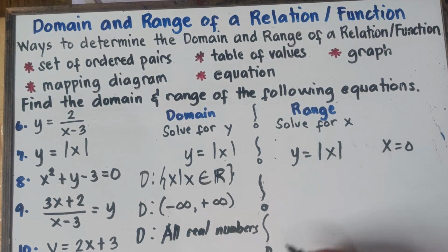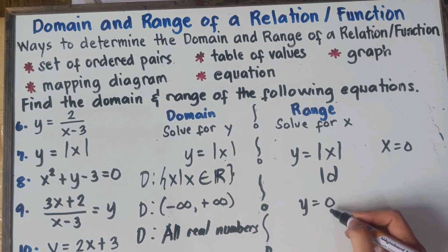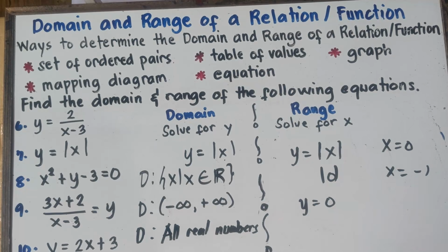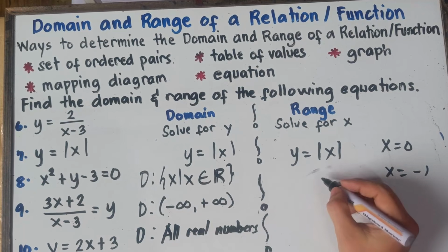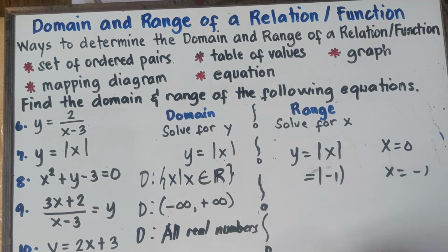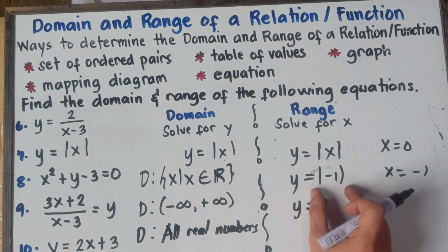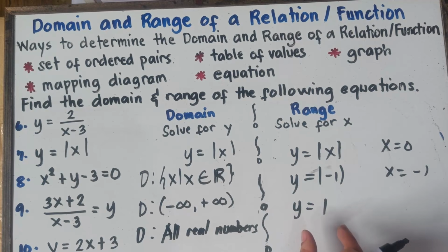Of course, class, we know if x is 0, the value of y would be 0. Now, if x is negative 1, what would be the value of y? That would be positive 1, right? Because the absolute value of negative 1, the answer, class, is positive 1.